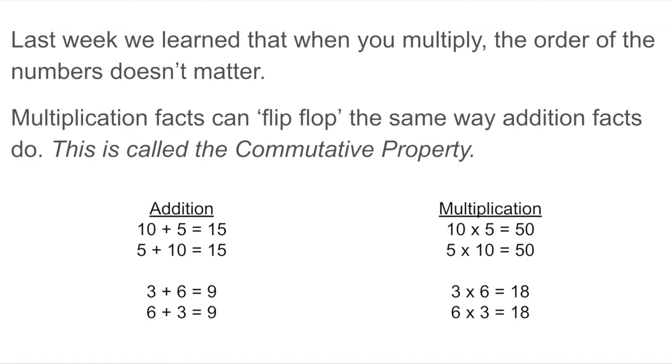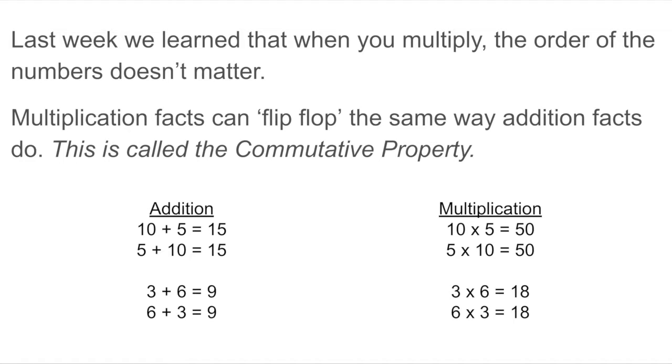Last week, we learned that when you multiply, the order of the numbers doesn't matter. Multiplication facts can flip-flop the same way addition facts do. If you want to get fancy, the math name for that is the commutative property. You can think about it like the word commute. When people travel to and from work, they're commuting. When a problem flip-flops, it's like they're traveling from one spot to the other.